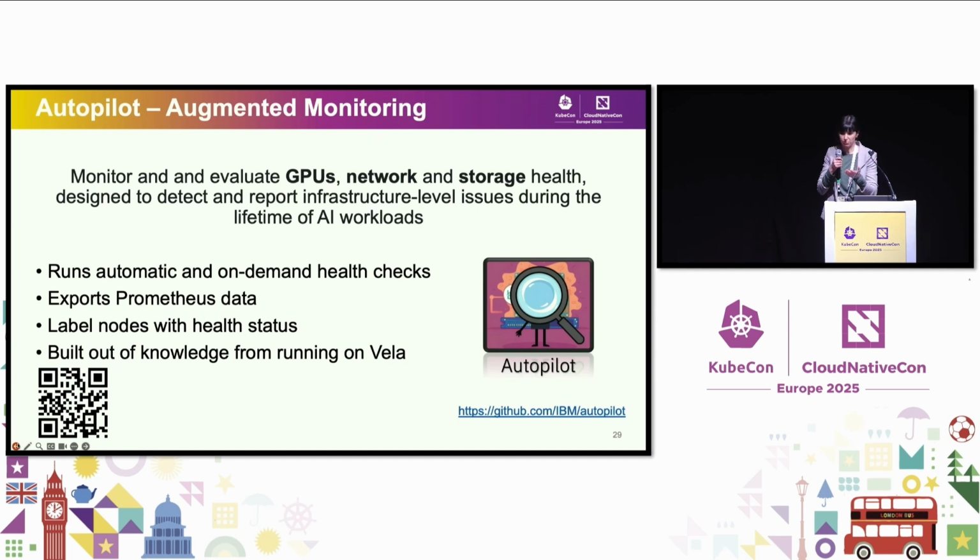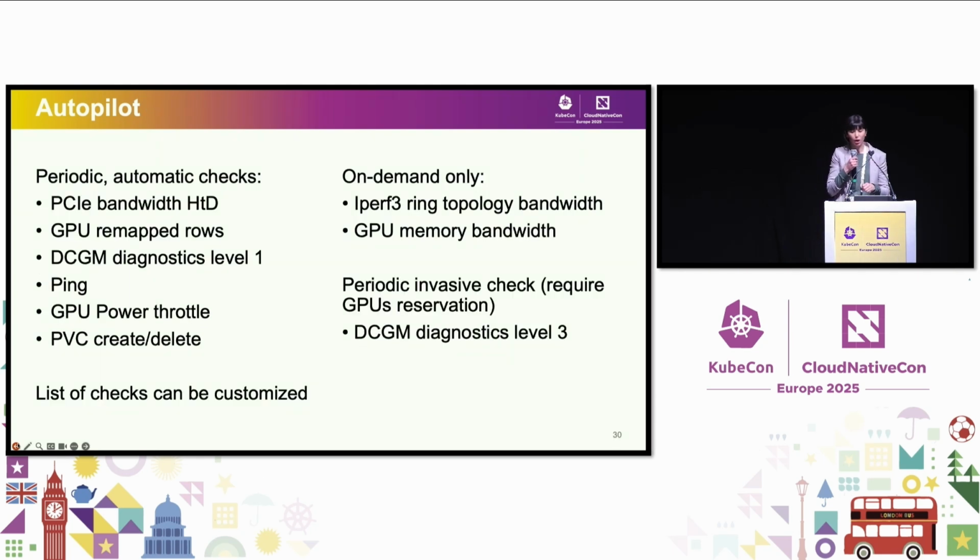So this is pretty much the tool, like a summary slide. We use this to automatically run health checks on the cluster. We export data to Prometheus and label nodes, and we use this information to have the jobs running effectively. This is a list of the health checks that we're running, mainly related to GPU, also network, and some benchmarking too. I'm not going to get into the details of that.